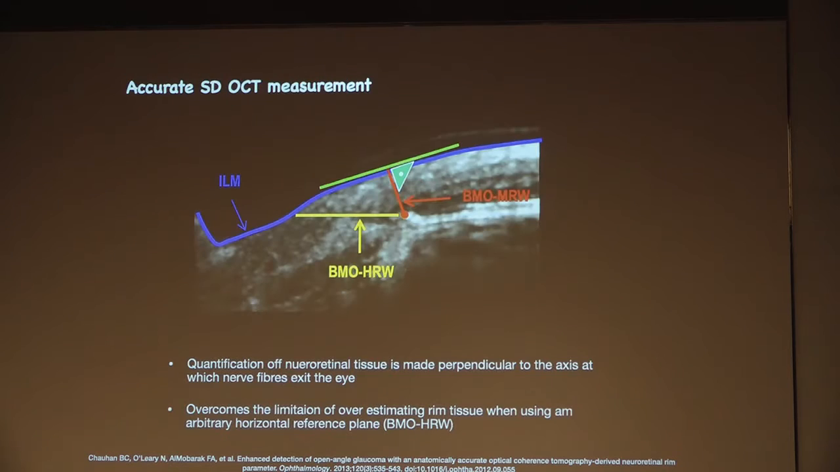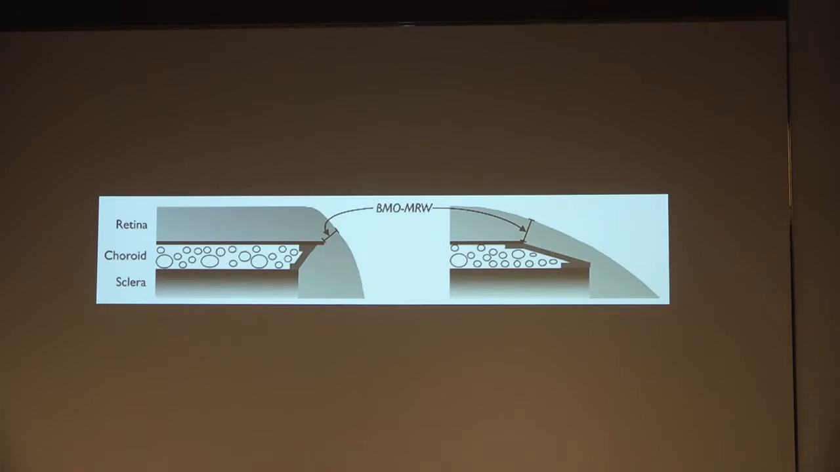So for this, we have the BMO MRW, which measures the perpendicular distance from the internal limiting membrane. That will be the actual thickness of the nerve fibers there. So it takes care of the geometric orientation. So this is BMO MRW.